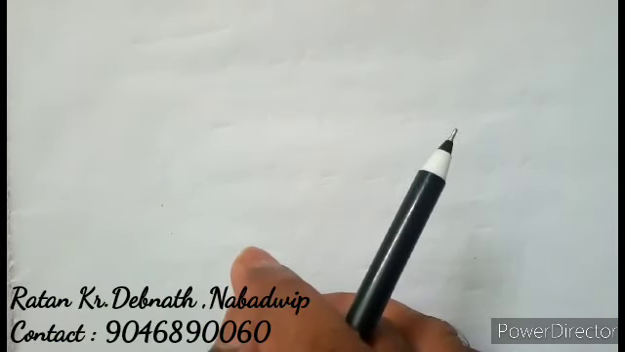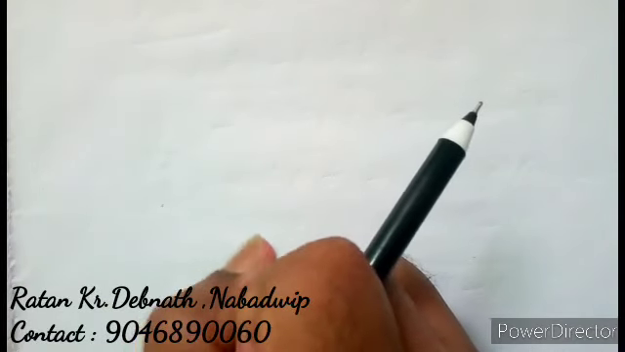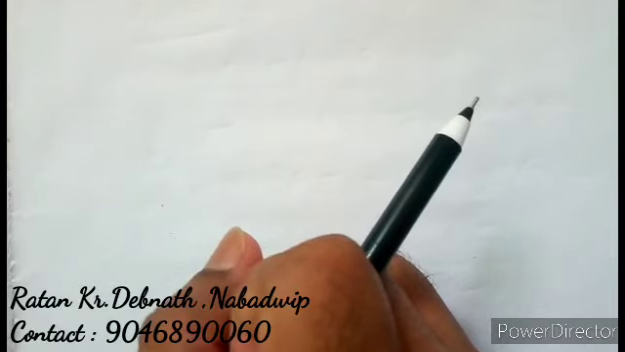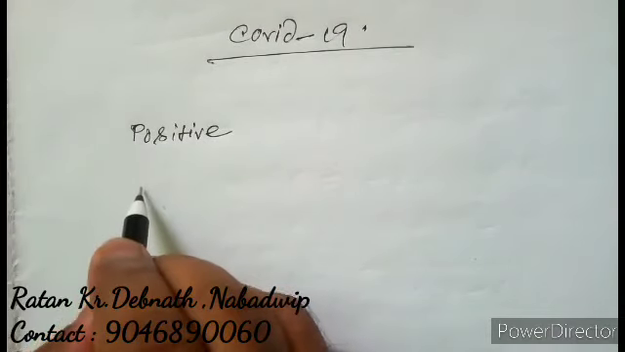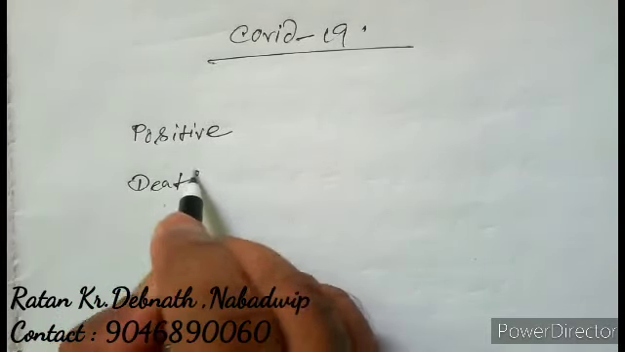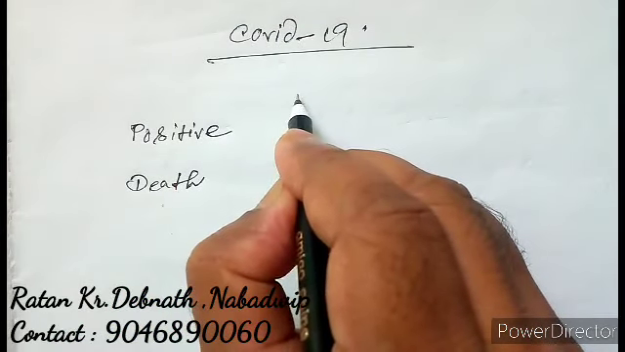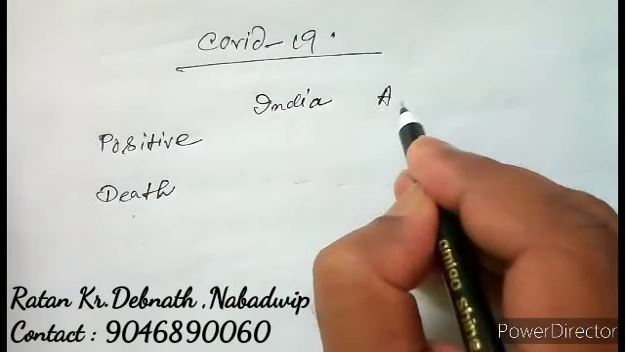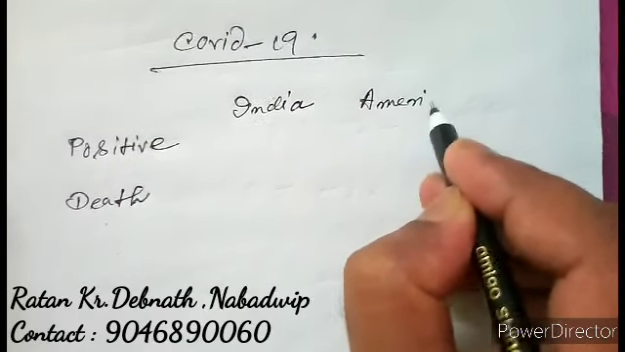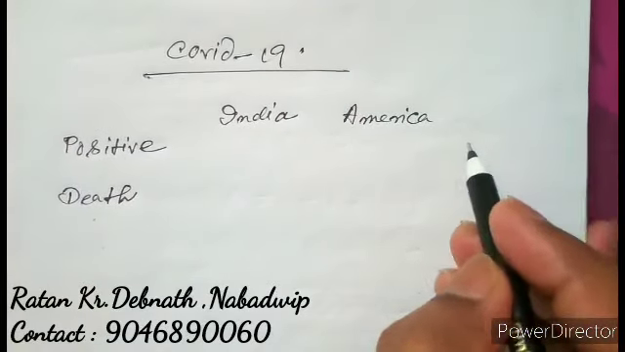Recently, the heavy outbreak of COVID-19 affects all the countries around the world. Let us assume today's data of COVID-19 like this. Positive, death, in India, America, Japan.